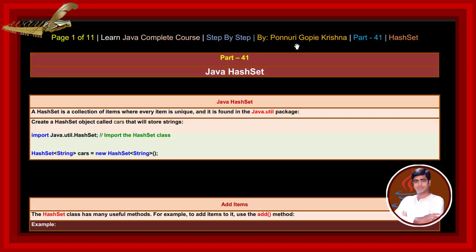In this session, let us learn about Java HashSet. A HashSet is a collection of items where every item is unique, and it is found in the Java utility packages. Create a HashSet object called cars that will store strings. Here, import the HashSet class. This is a code method.